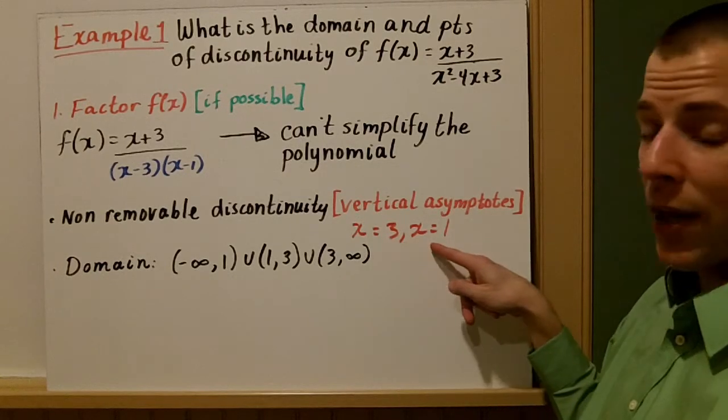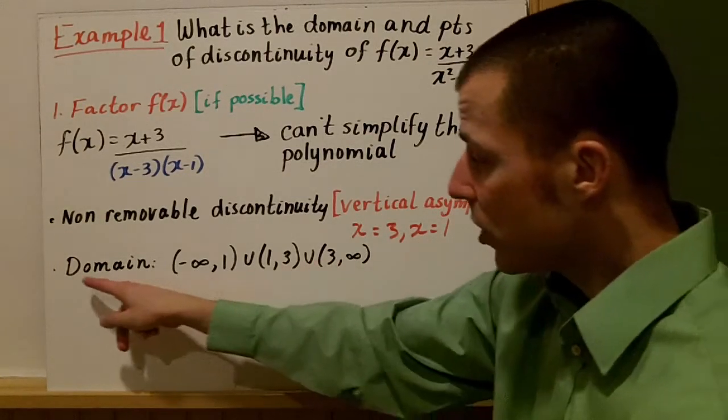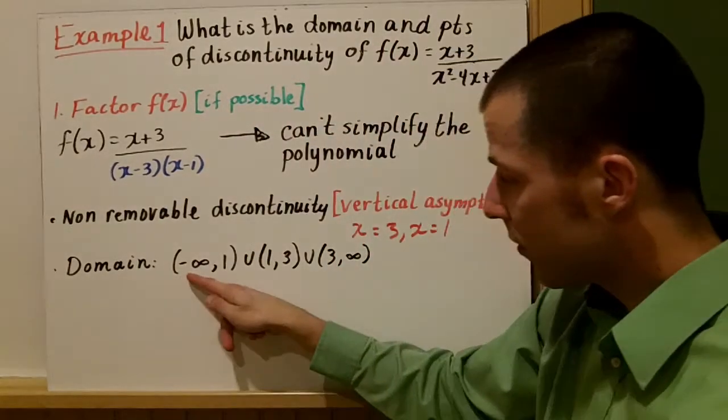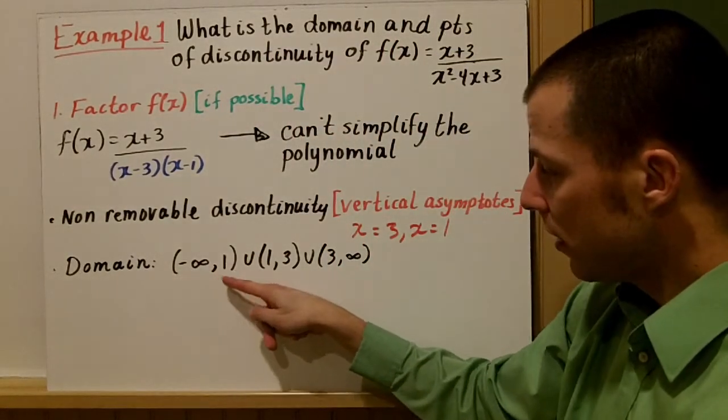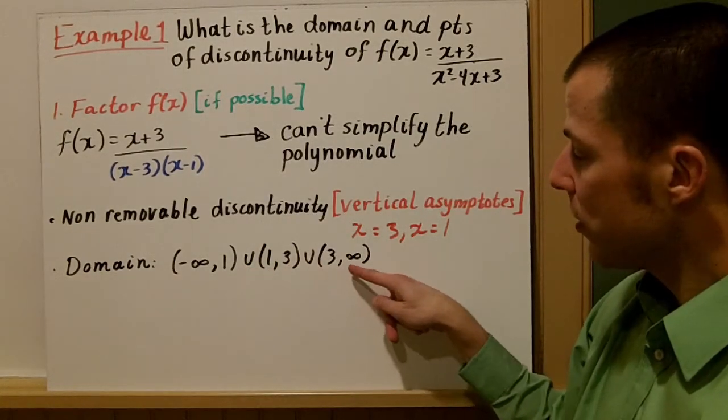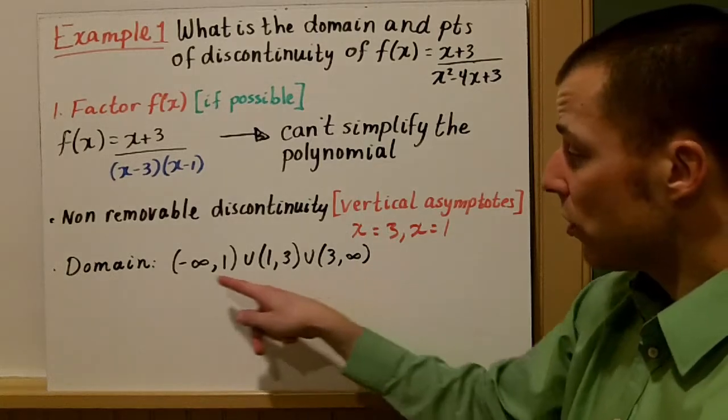At 3 and 1. Okay, so now they're asking what's the domain of the function. The domain is from negative infinity to 1, union with 1 to 3, union with 3 to infinity. Okay, so there's 3 parts.